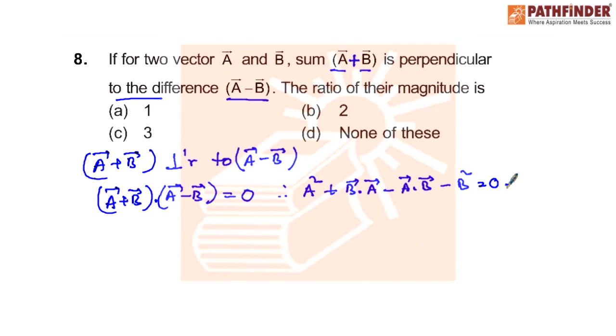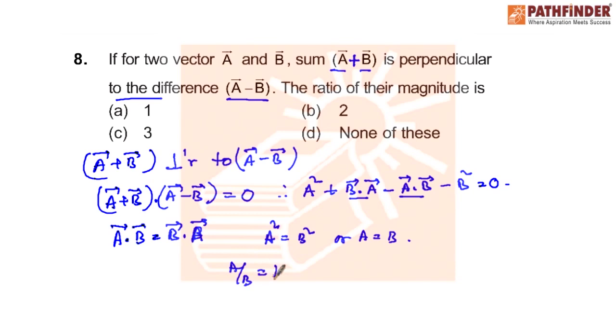Now comes a very important property of the dot product, the commutative property, that is a dot b is equal to b dot a. So if a dot b is equal to b dot a, then from here these two just cancel out, and it comes that a square is equal to b square, or a is equal to b. So the magnitude of a by b is equal to 1, as they are the same.